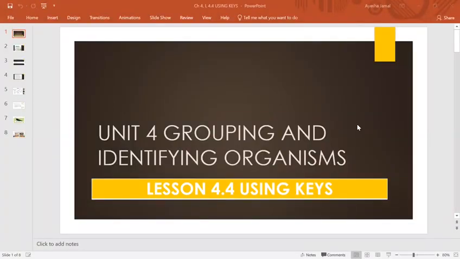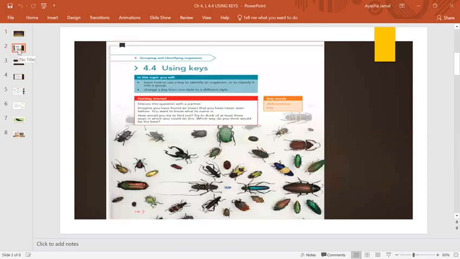Hello everyone, today we are going to learn about using keys. The objective of today's lesson is that students will be able to learn how to use a key to identify an organism or to classify it into a group. They will also learn changing a key from one style to a different style.